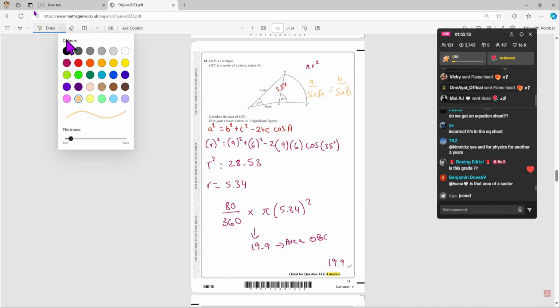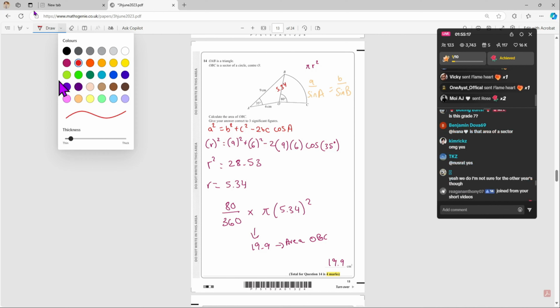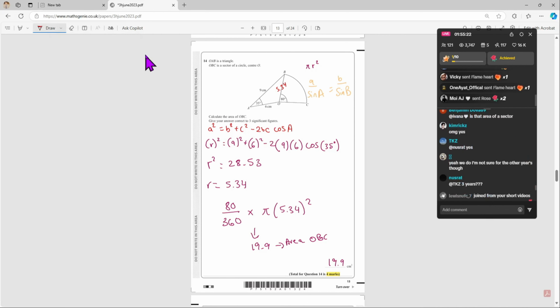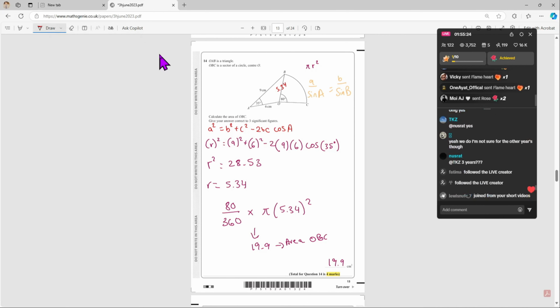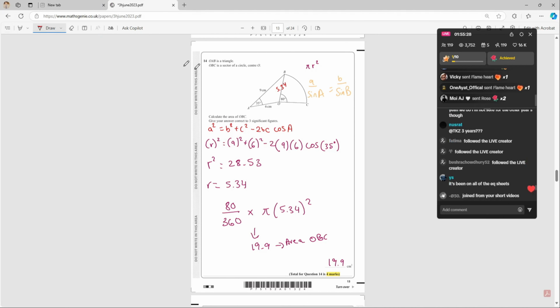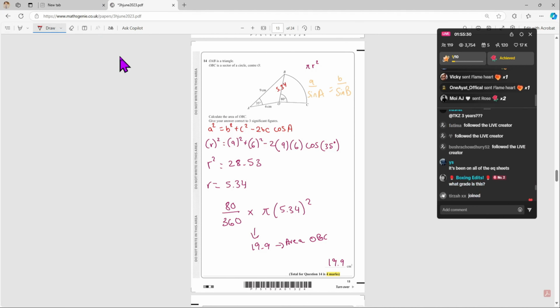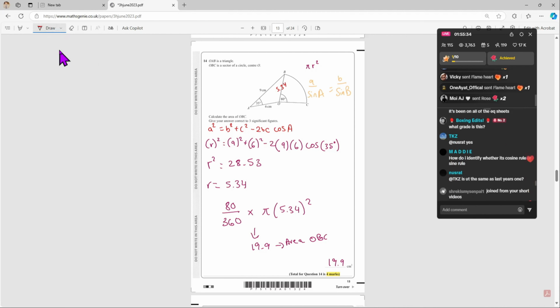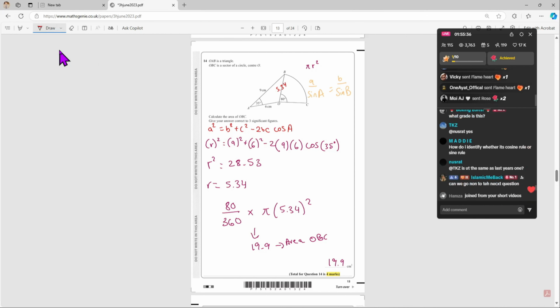Okay, it is in the equation sheet, so that is good for you guys. You don't have to remember it. I think last year it was on the equation sheet, but in other years, a long time ago, it wasn't on the equation sheet. This is grade 9, I think. We're getting to the grade 9 stuff, guys.